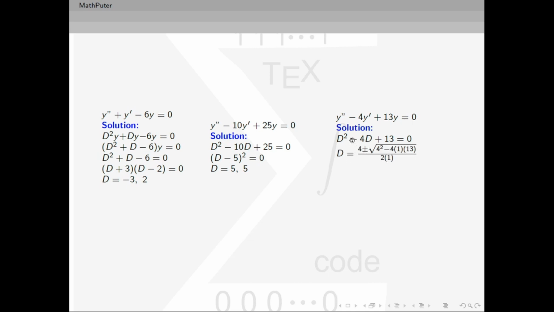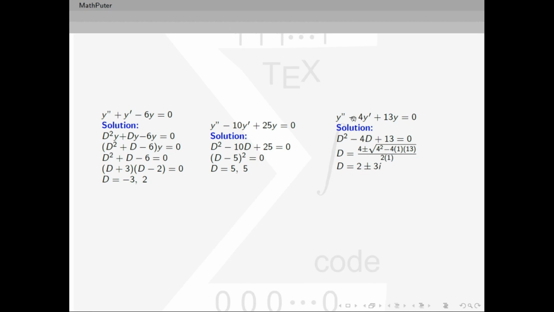Minus b. Let us compare with x square plus bx plus c. So minus of b is minus of minus 4, that is 4, plus or minus square root of b square minus 4ac. So this is 4 square minus 4, a is 1 and c is 13, divided by 2 times a. You are familiar with this quantity. It gives us this solution. 2 will be cancelled out here. So it is 2 plus 3i and 2 minus 3i.